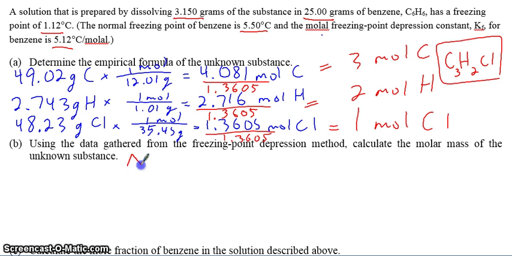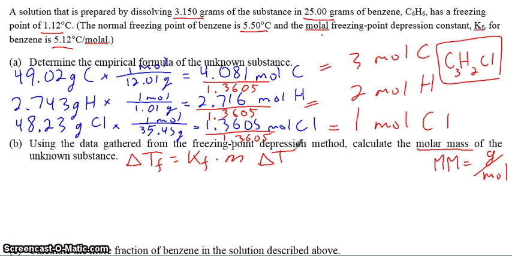The first thing, let's find out, remember, our equation is delta T of freezing is equal to the freezing constant times the molality. In order to calculate the molar mass, remember, molar mass is grams per mole. So what we'll need to do is first find the molality, and then from molality we'll pull out the moles. So the first piece of data we'll have to get is the temperature change.